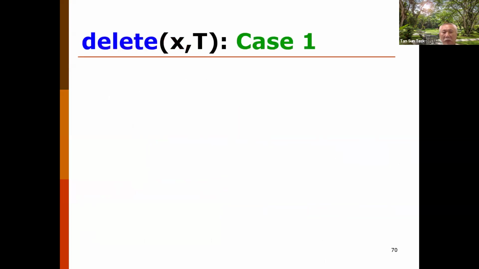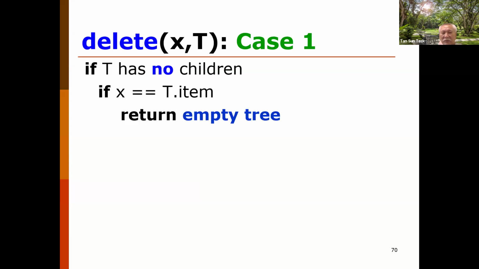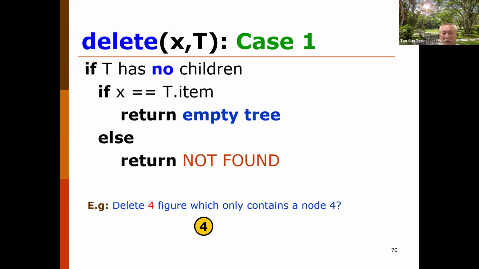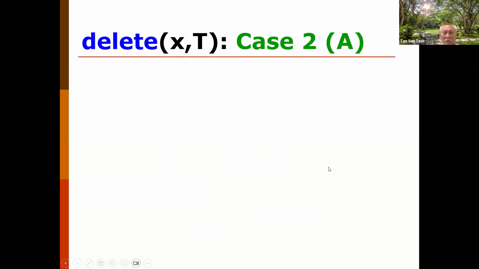So let's see. If there are no children, you just return the empty tree. There are no children, and I want to delete this particular node. Otherwise, you have to say not found. Because you want to look for this and remove it from your database, but you cannot find it. You have to say not found. So if you have this node, I want to delete 4, so therefore I'm just going to return the empty tree. Case 2, you delete a node or vertex with one child.